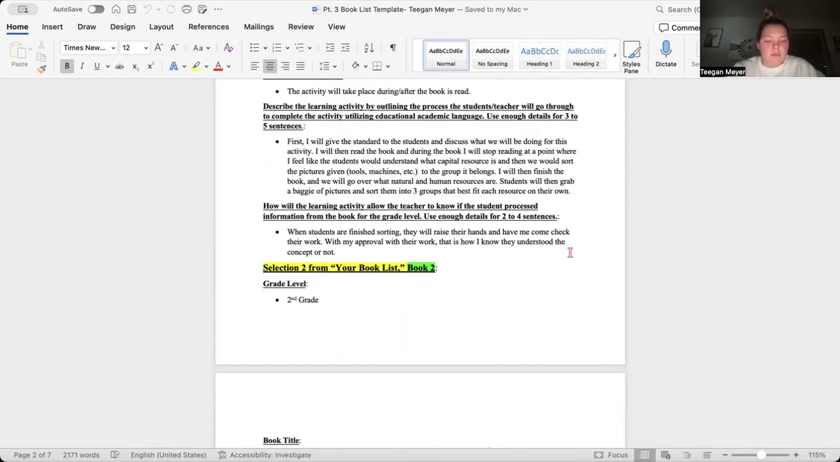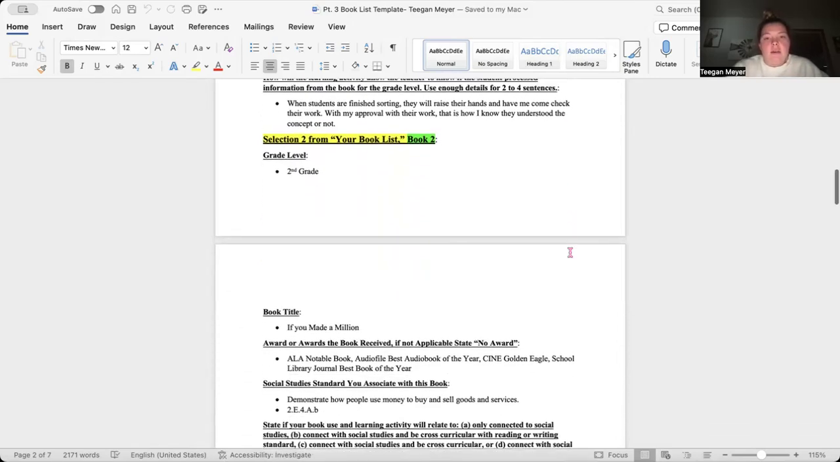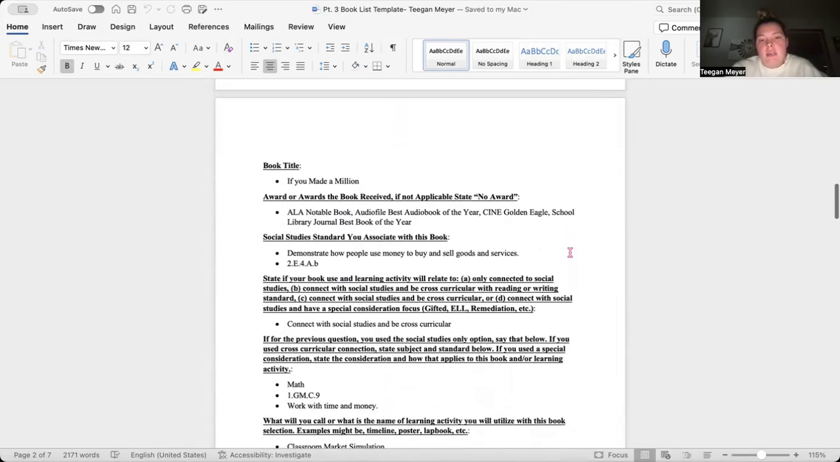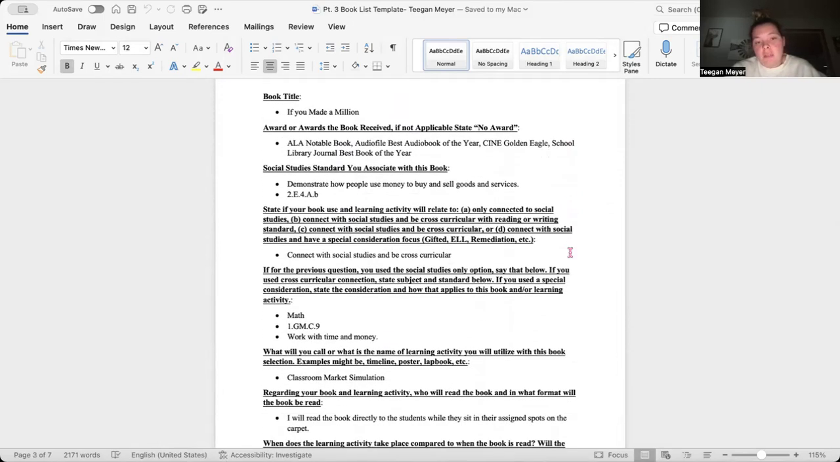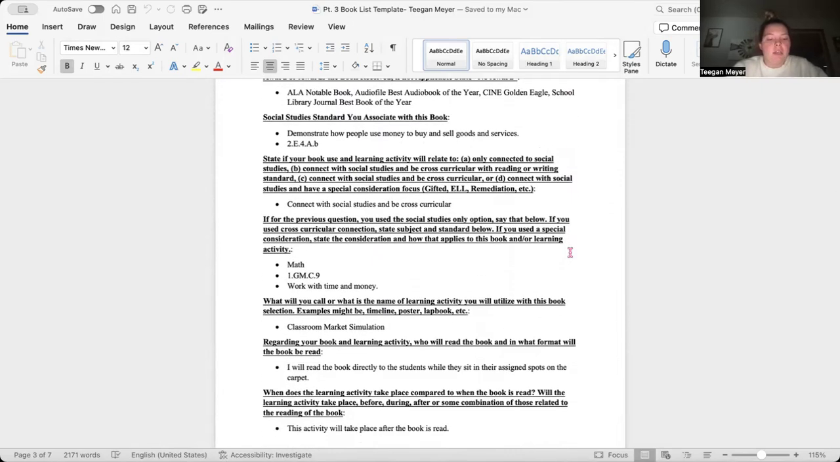For book number two, was also from my book list. The book was If You Made a Million. This book is about a mathematical magician, and it takes kids on a journey to discover how much $1 million is. On the way, he gives amazing examples to explain a million ways that kids can understand.